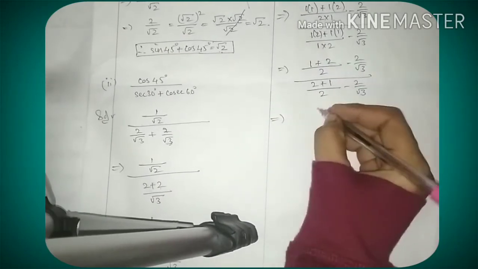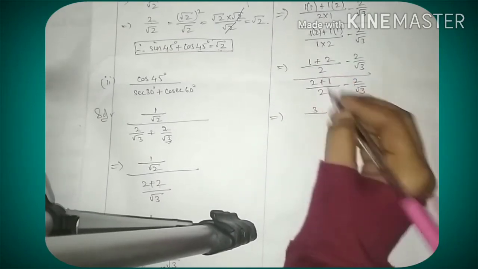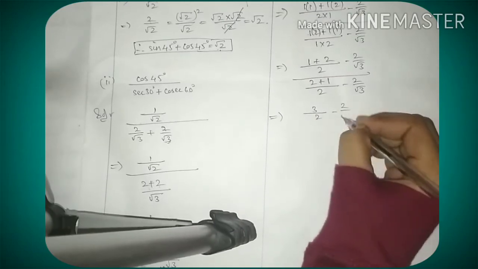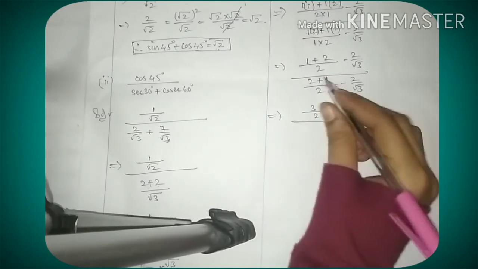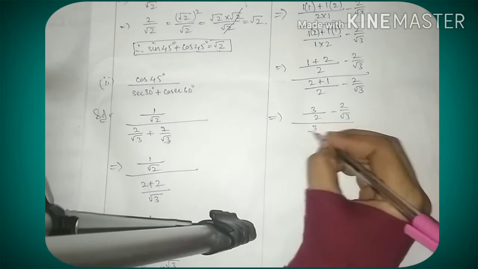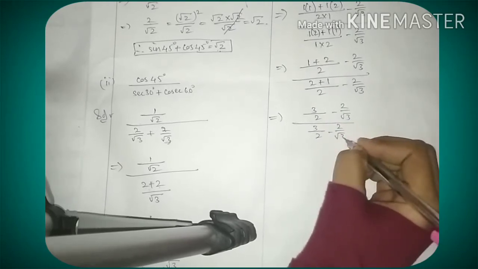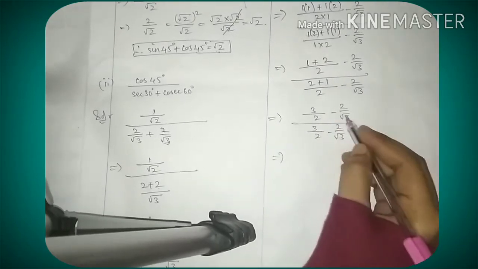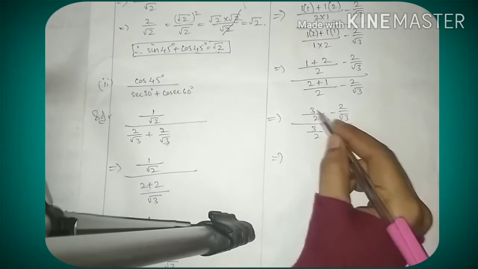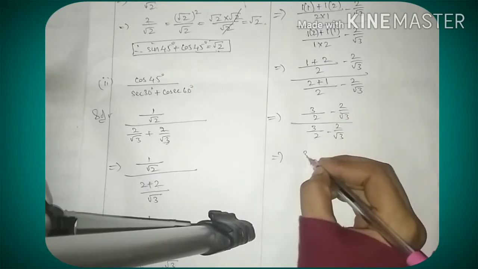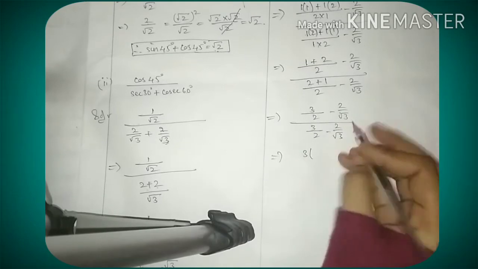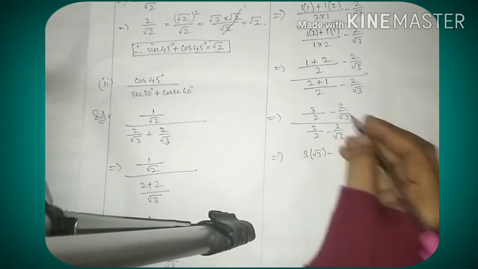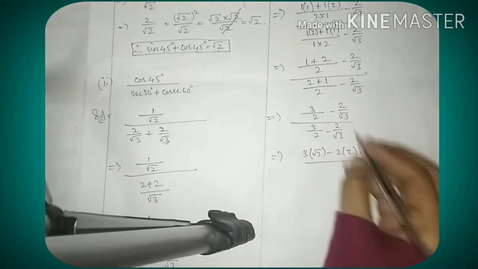1 plus 2, 3 by 2 minus 2 by root 3 divided by 1. 2 plus 1, 3 by 2 minus 2 by root 3. Now here this 2 we will solve first. Same as cross multiplication, we have done 3 into root 3 minus 2 into 2 by denominators.